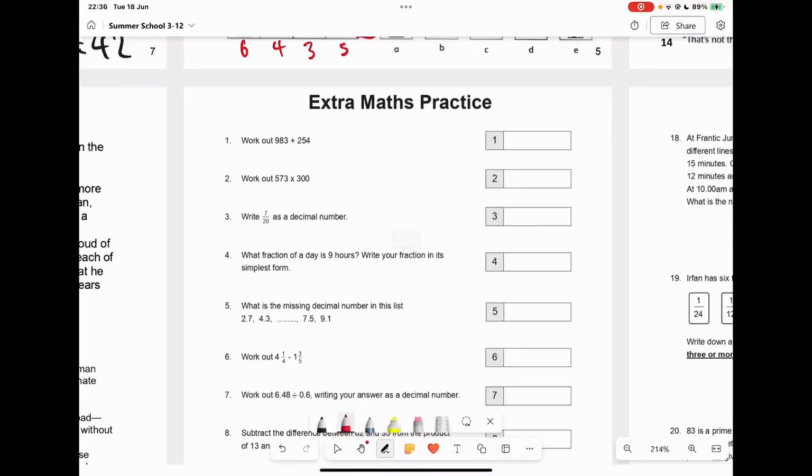So work out 983 plus 254. We can use column method for this. That'll be 983, 254. 3 plus 4 is 7. 8 plus 5 is 13. And then that's 12. So the answer is 1,237.